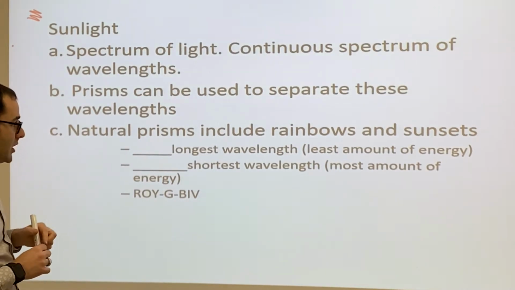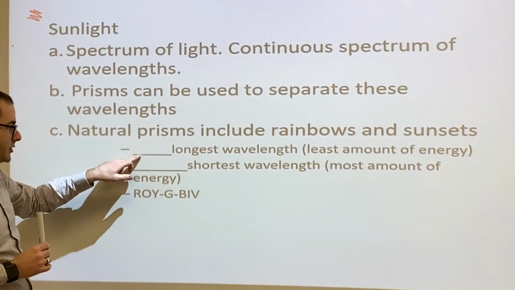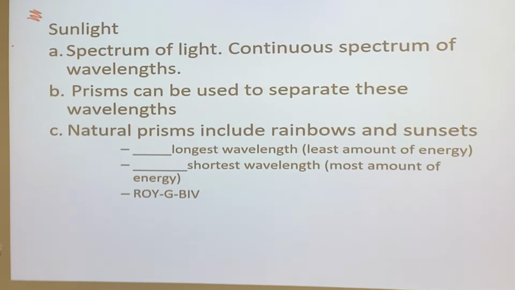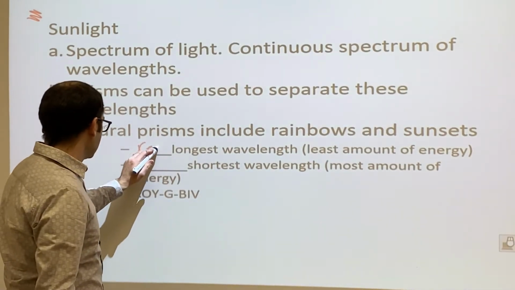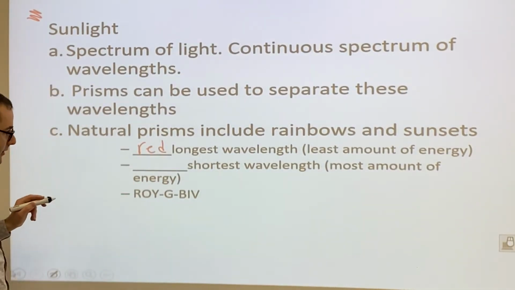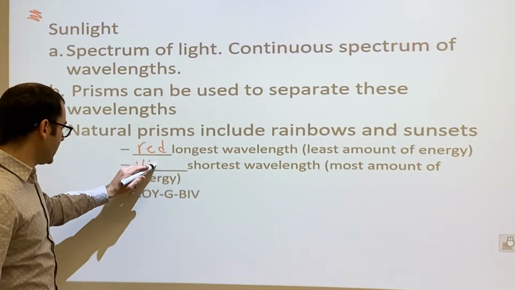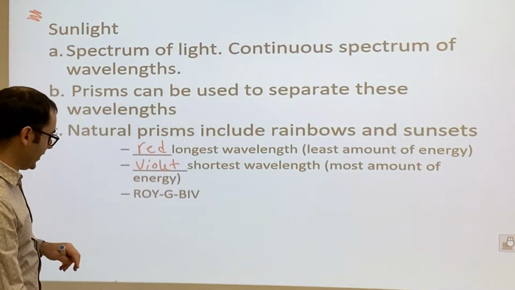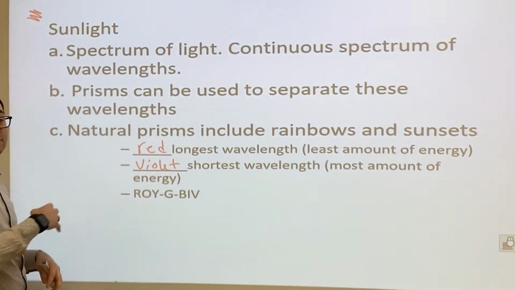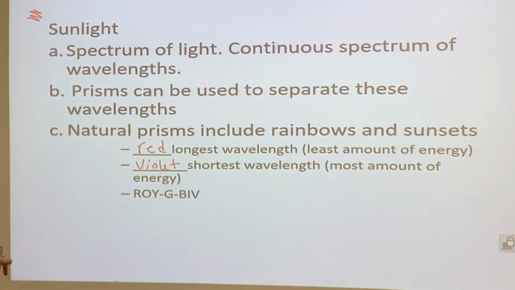All right, so visible light, what's the longest wavelength? What color? Red. Yeah, good, so that's red. And then what's the shortest wavelength? Good, that would be our violet. And then to remember the order, it's ROY G. BIV, right? Exactly.